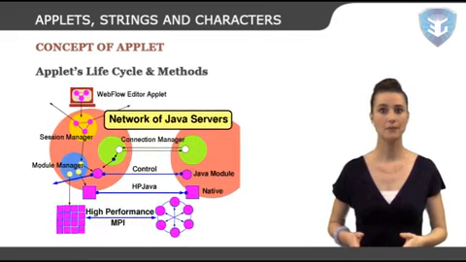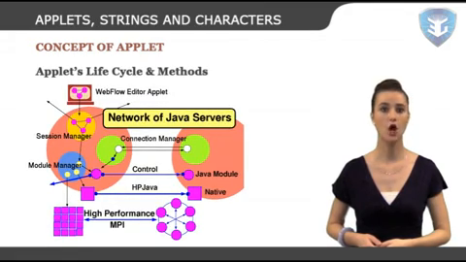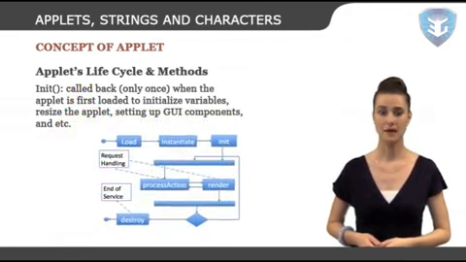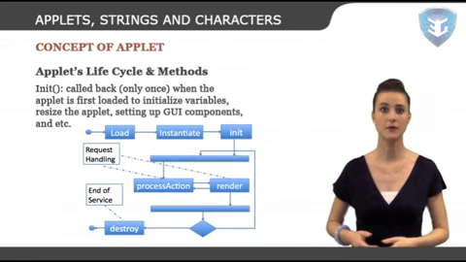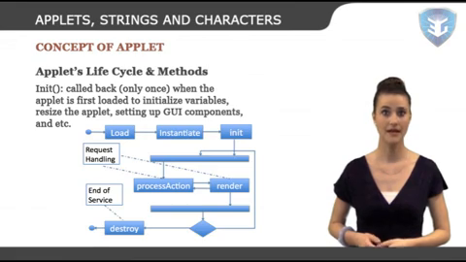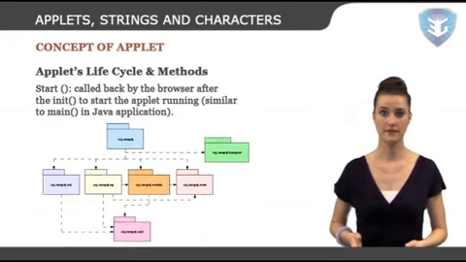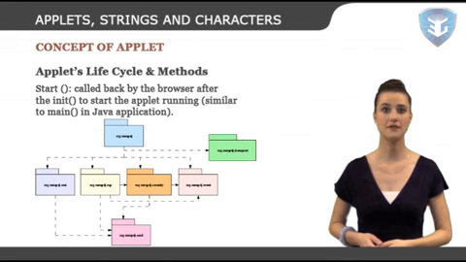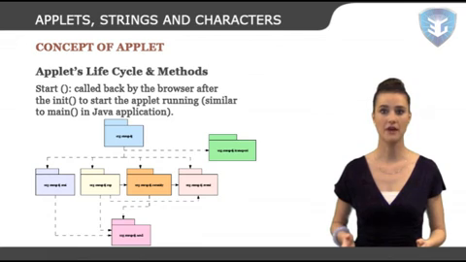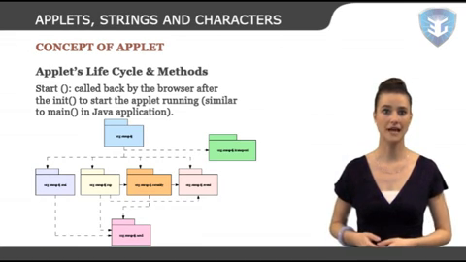The java.applet.Applet class defines these callback methods for managing the lifecycle of the applets. Init method, called back only once, when the applet is first loaded to initialize variables, resize the applet, set up GUI components, etc. Start method, called back by the browser after the init method to start the applet running, similar to main method in Java application. The start method is run every time the applet becomes active after it has been inactive.